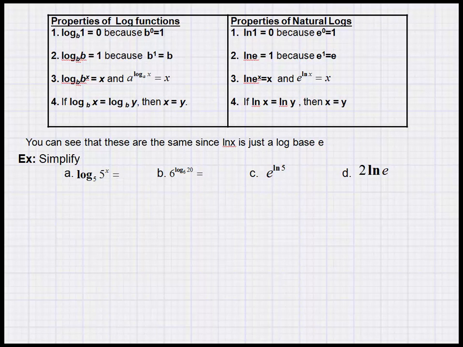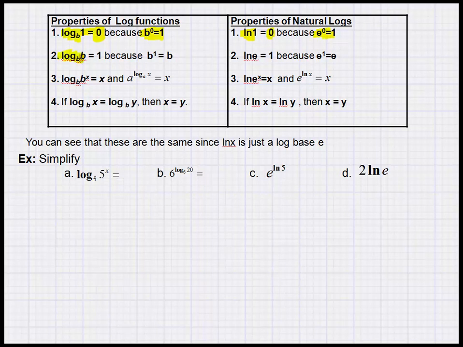So first, log base b of 1 equals 0. So log base anything b of 1 should always give you 0. Why? Because b to the 0 equals 1, because of the way the exponential works. So if I do natural log of 1, I should get 0. That's just a log base b, like base e. And I should get 0, again, because e to the 0 equals 1.